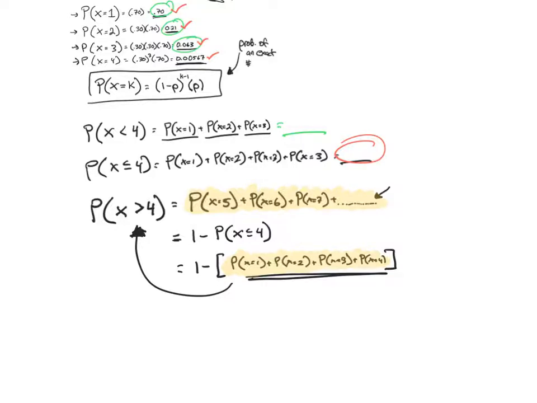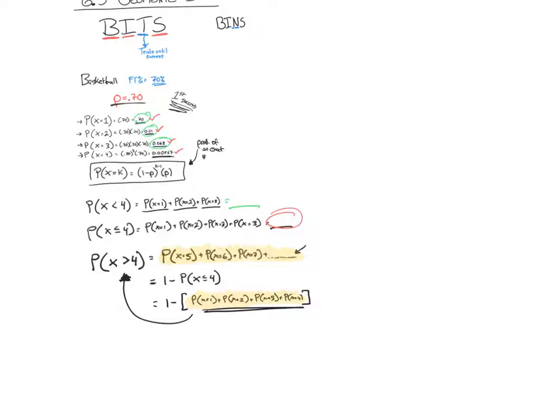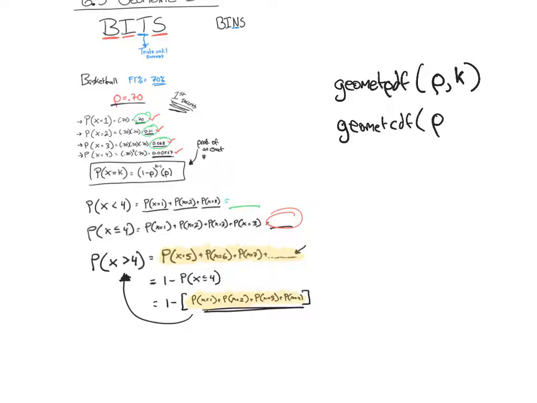And let's put that together. Well, what do I do in my calculator? So in your calculator, you got two functions. One is called geometPDF, and you just need two things. You need the probability of success and when you want to see your first success. And then you got geometCDF. You just need the probability of success and what number you want to go up to.